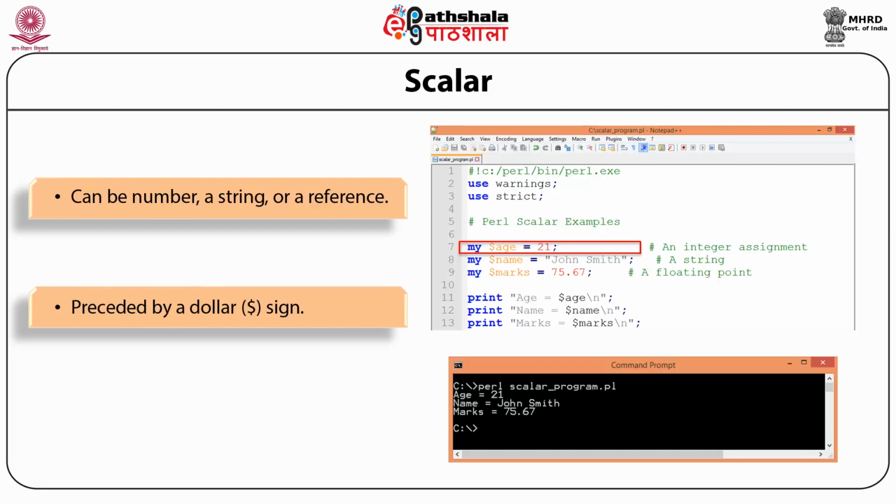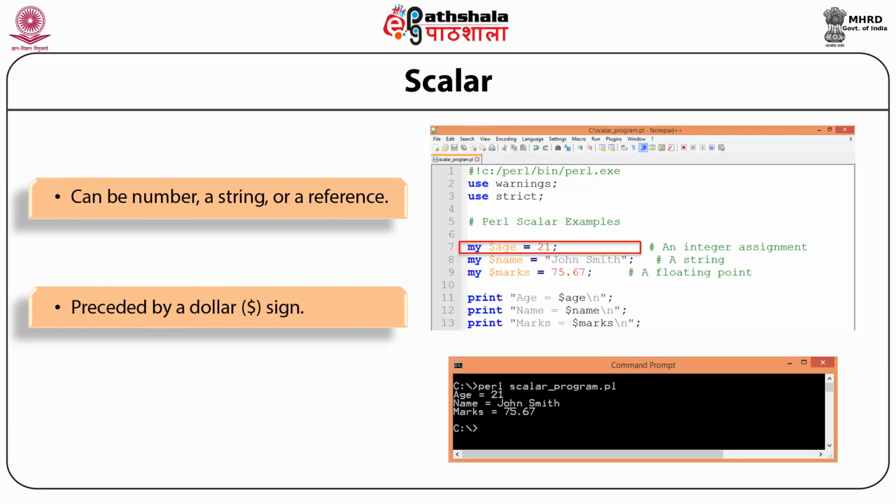It is important to note that strings, which are sequences of characters, will always be written within inverted commas. The script is saved in the scalar_program.pl file. To see the output of the program, we need to type perl space scalar_program.pl and press enter. Then we get the output as age equal to 21, name equal to John, marks equal to 75.60.